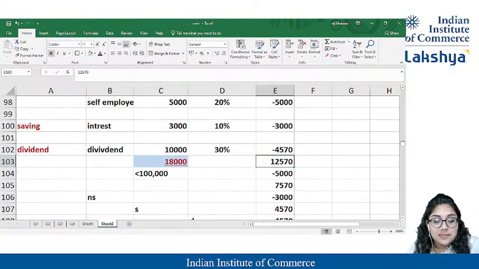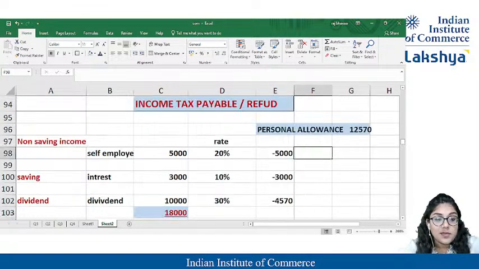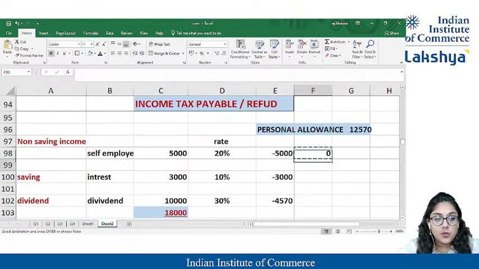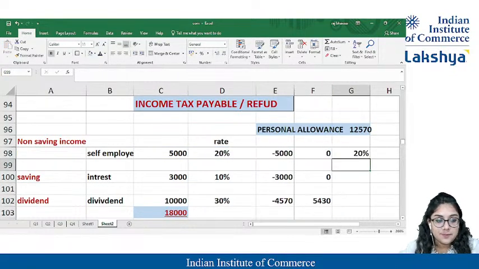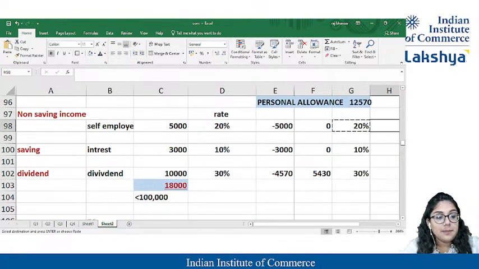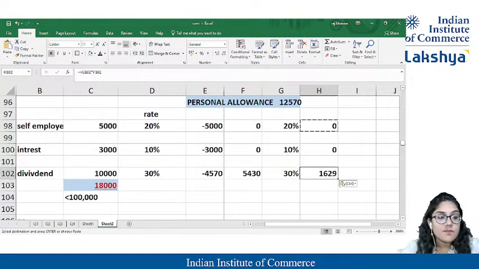Now when I delete this, because we already understood it, and take the total, I had an income of 5,000, but against that I got my allowance of 5,000. It is 0. Copy it over here and here, and then please apply the applicable rates. Multiply, simple, 8 into 0. It will be 0. So now my tax liability is 1629.